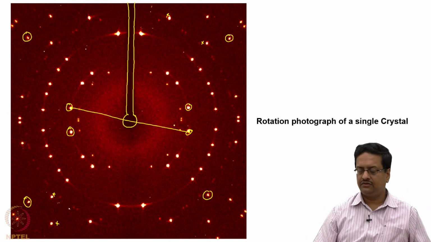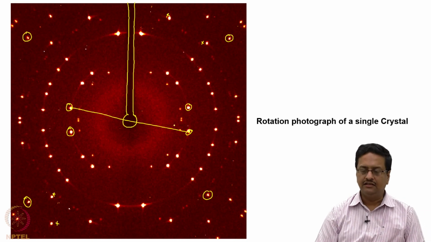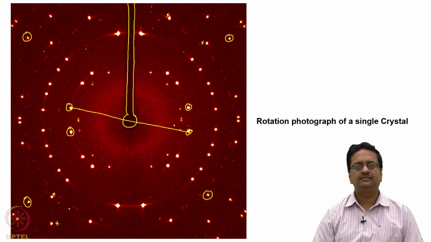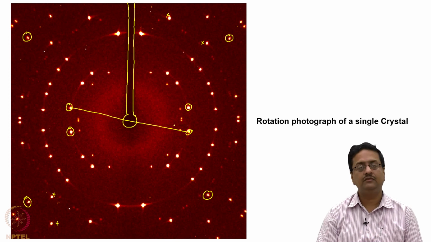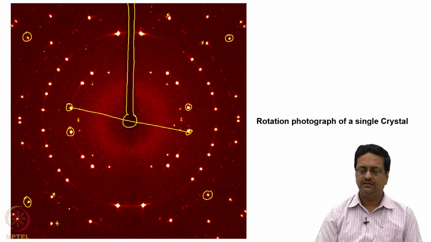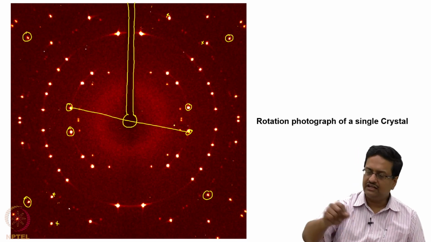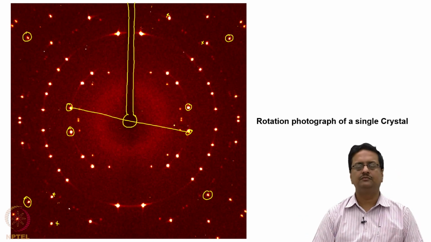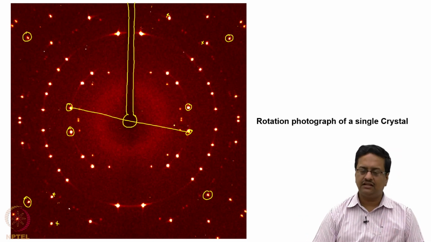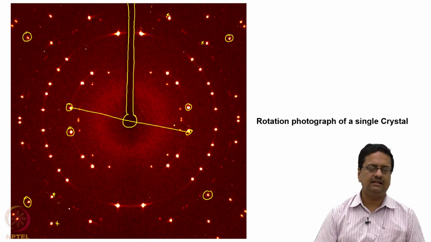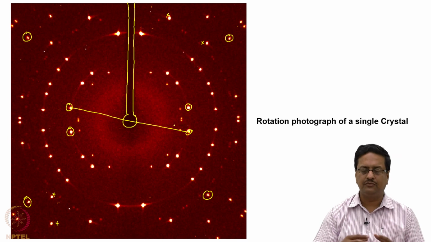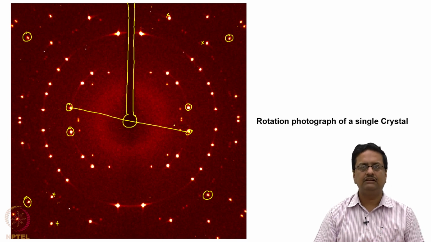So, a nice rotation photograph like this indicates that the crystal that we have chosen is of extremely good quality and one should be able to collect data out of it. In case we had seen concentric rings about the beam stop coming out of the crystal that we have mounted, we should conclude that it is not a single crystal, rather it is a polycrystalline lump or polycrystalline particulate matter and is not suitable for X-ray diffraction.